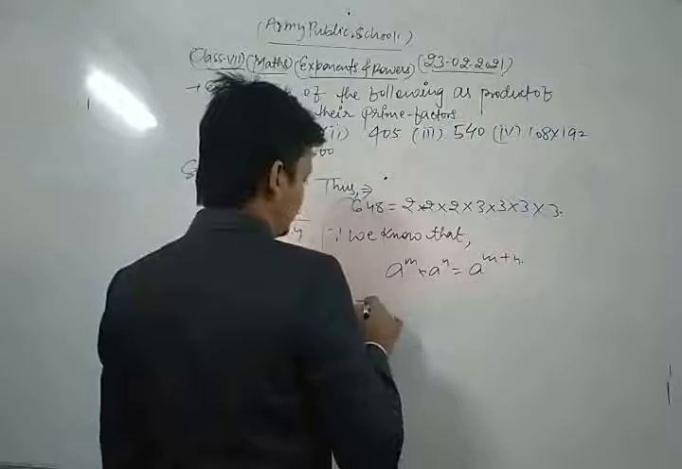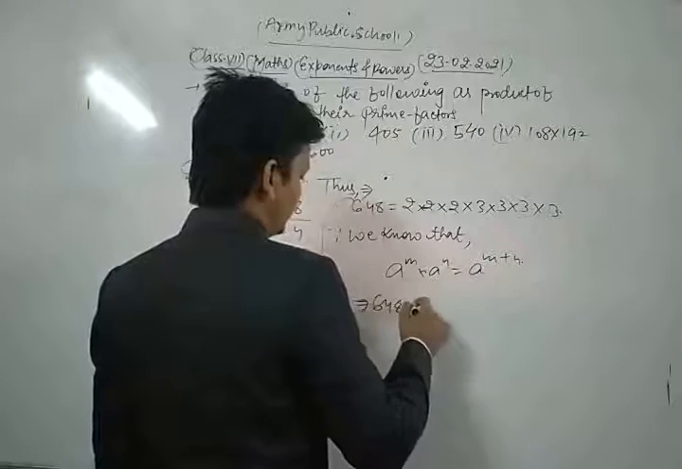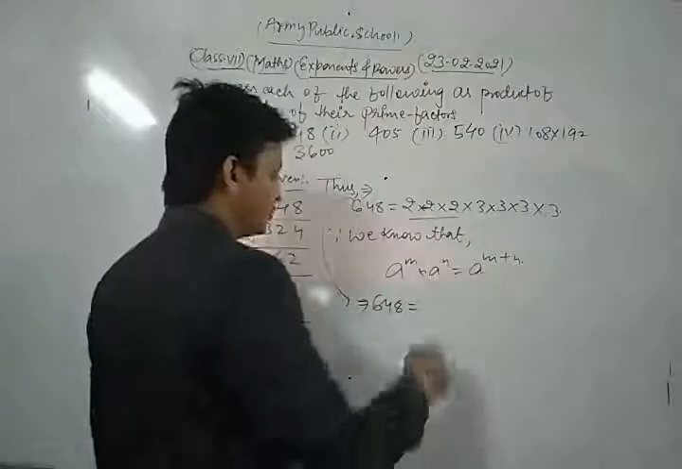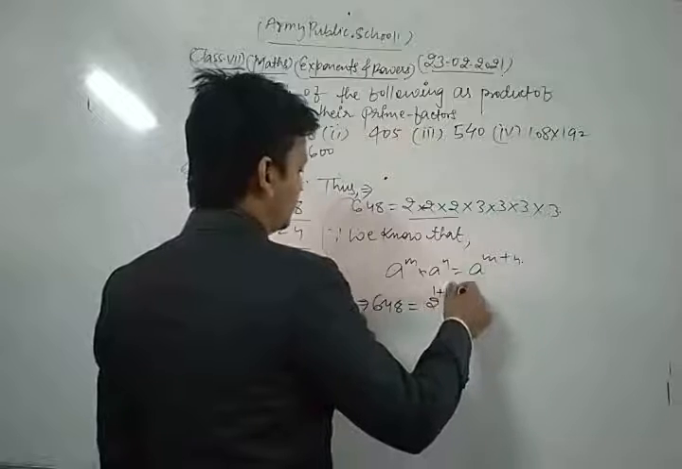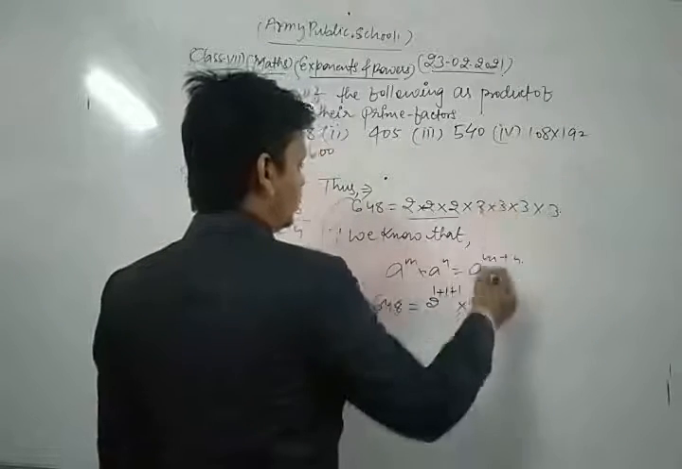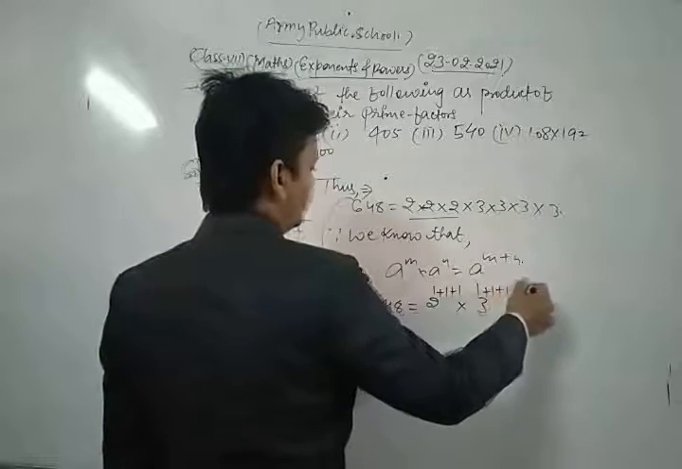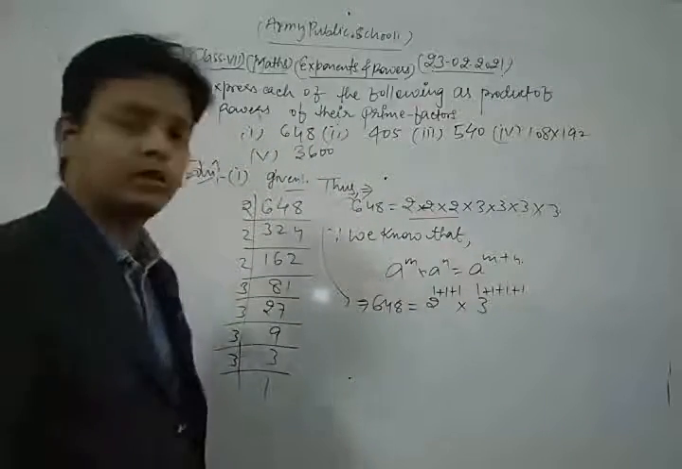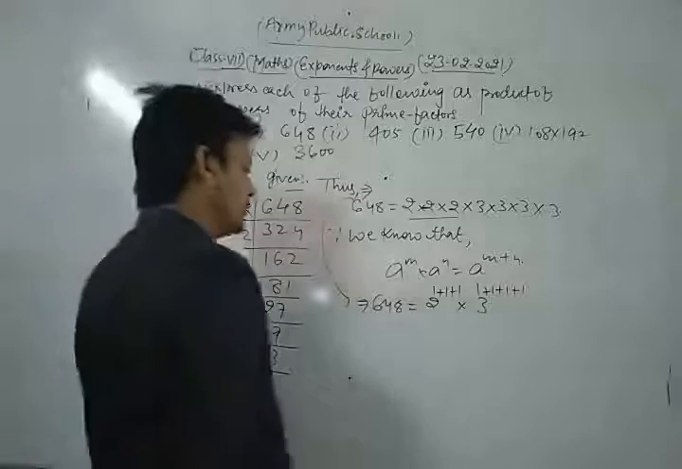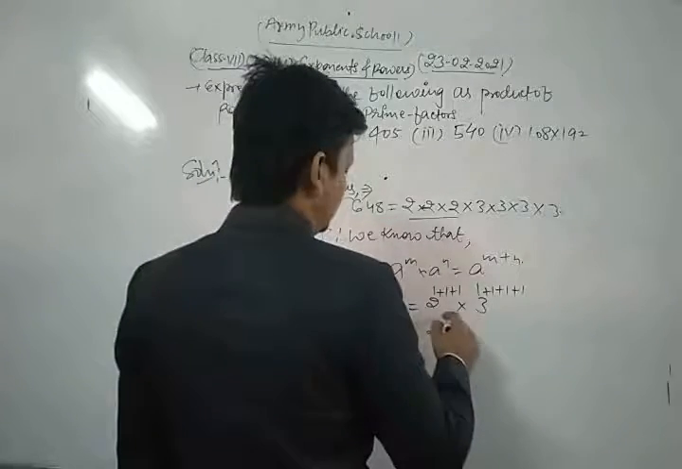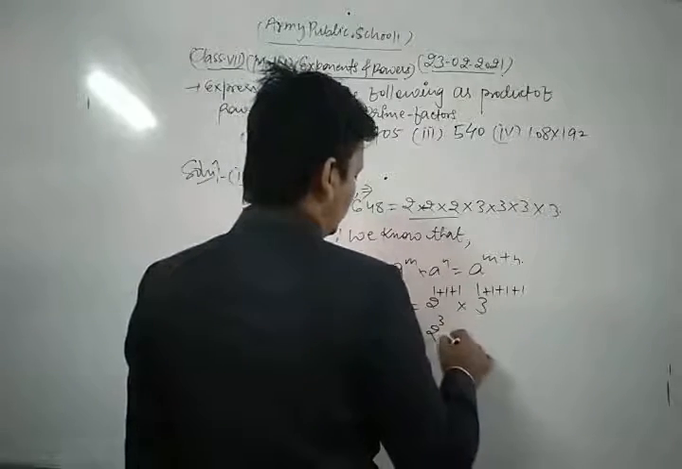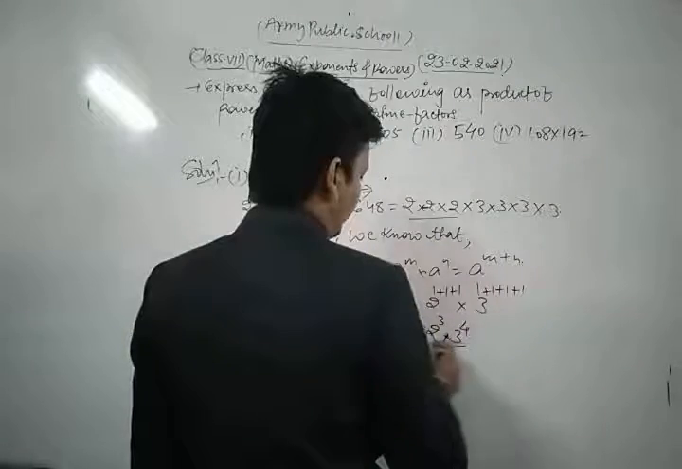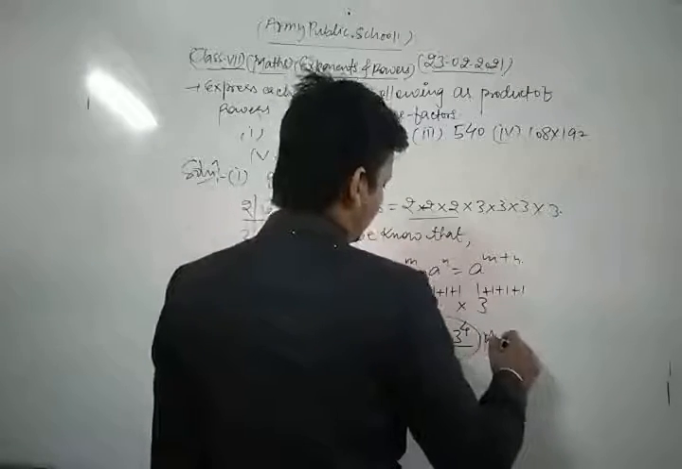So here 648 is equal to, 2 is mentioned 3 times, so 2 power 1 plus 1 plus 1, into 3, here 1 2 3 4 times. So we are adding the powers. If bases are the same, then powers are to be added. Thus we get 2 power 3 into 3 power 4. This is the required solution of the given question.